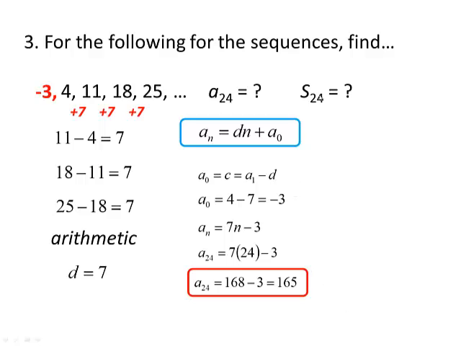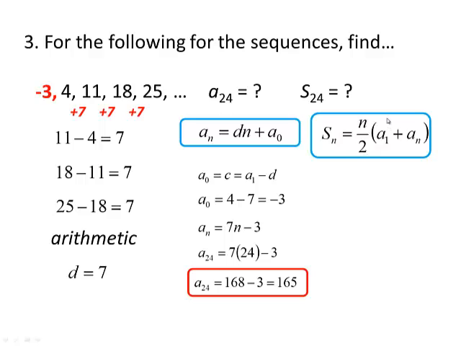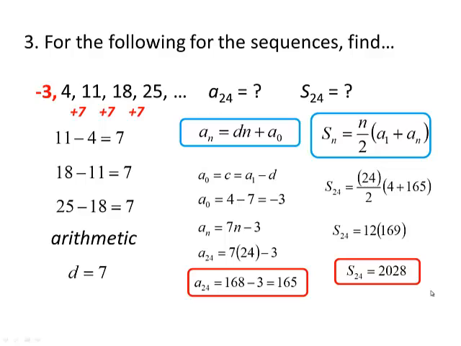Now we're going to find the sum of the first 24 terms. Right? So we're going to use Gauss's formula, and the sum of any number of terms is equal to how many terms we're adding together, divided by 2, times the first term plus the last term. So we know everything now. It's 24 over 2, the first term is 4, and our 24th term is 165. 24 divided by 2 is 12 times 169. We get 2028 is the sum of my first 24 terms.